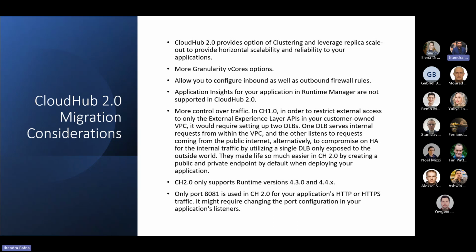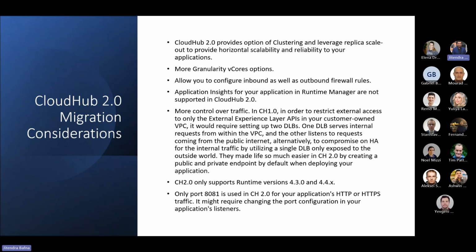Yeah, it doesn't provide application insight like CloudHub 1.0. In CloudHub 1.0, you need to create two dedicated load balancers, right? For internal traffic and for external traffic, due to some security reasons. I cannot explain that now, it will take another 30 minutes, so there are some constraints. So we need to create two dedicated load balancers for internal as well as external requests, right? But here in CloudHub 2.0, we don't need to do that.